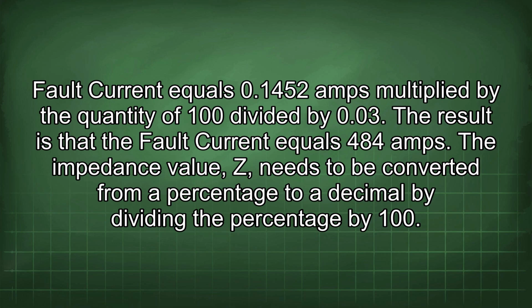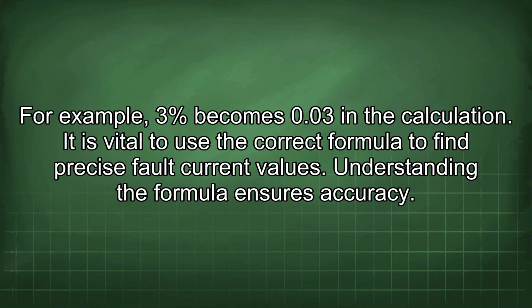The impedance value, Z, needs to be converted from a percentage to a decimal by dividing the percentage by 100. For example, 3% becomes 0.3 in the calculation. It is vital to use the correct formula to find precise fault current values. Understanding the formula ensures accuracy.